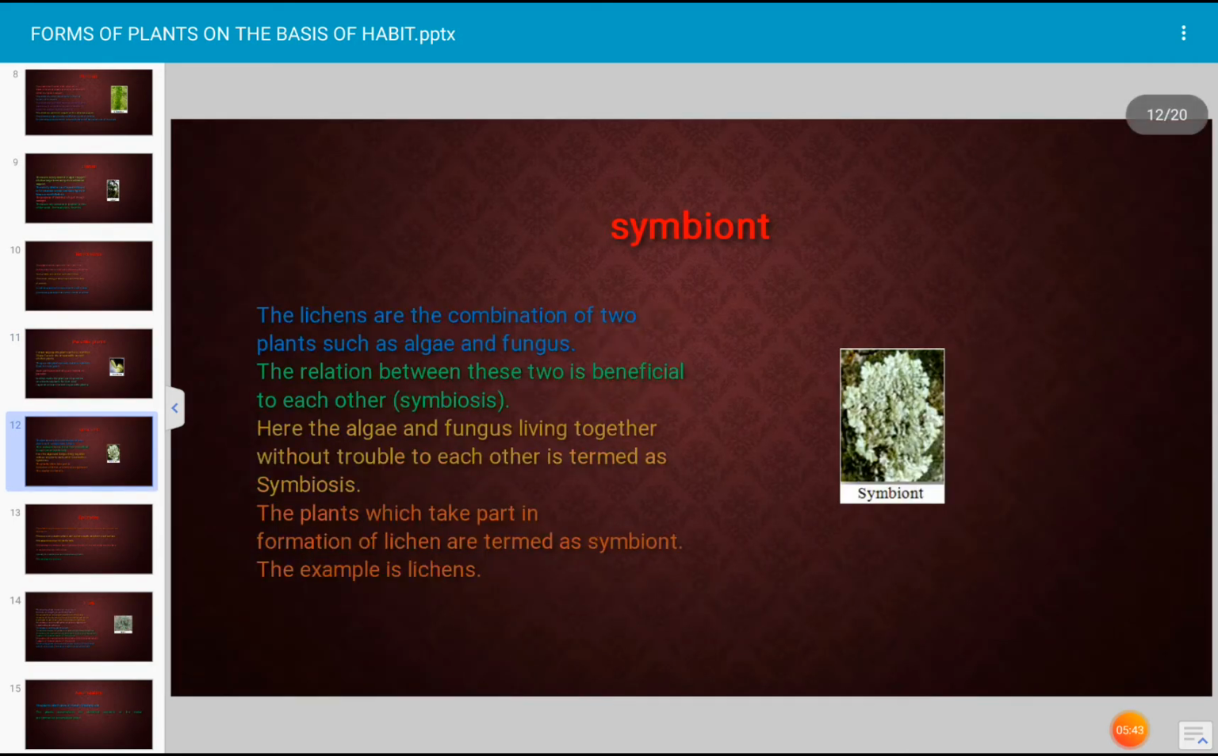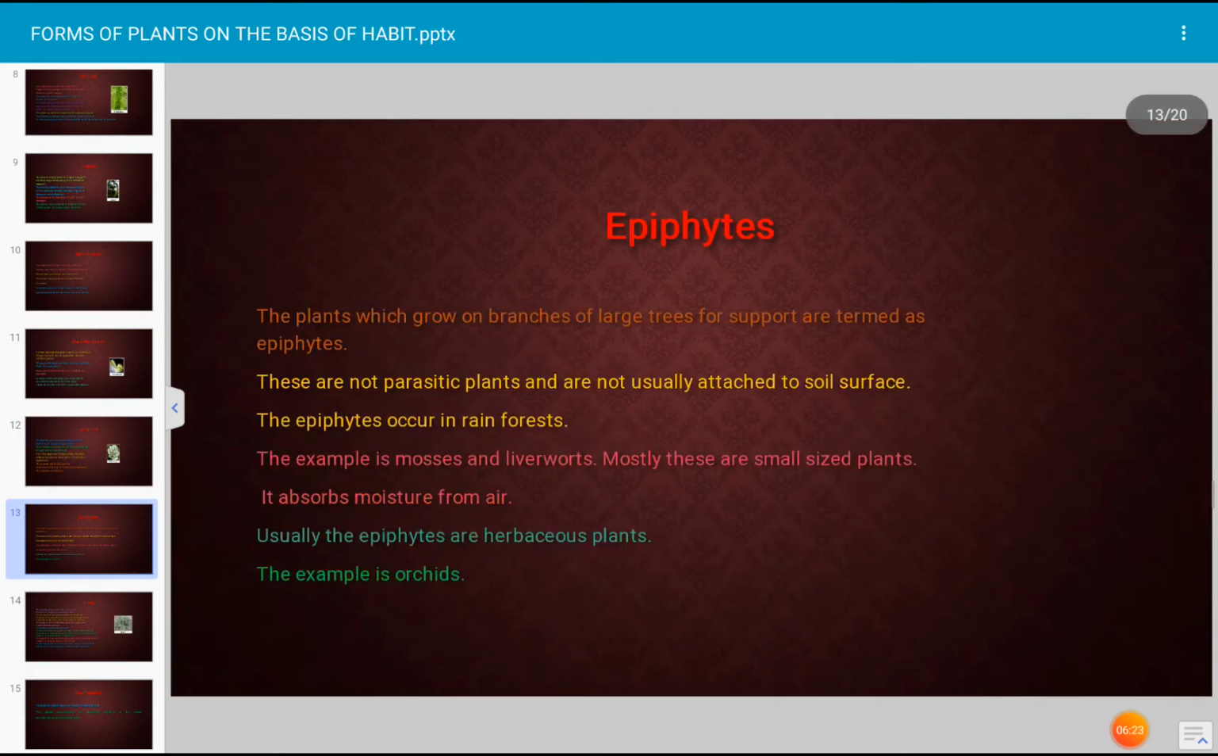Next, symbiont. Lichen is the best example of symbionts. The lichens are the combination of plants such as algae and fungus. The relation between these two is beneficial to each other. Such type of relationship is described as symbiotic relationship. Here the algae and fungus live together without trouble to each other, and such a relation is beneficial to each other. The plants which take part in formation of the lichen are termed as symbiont. The example is lichen.